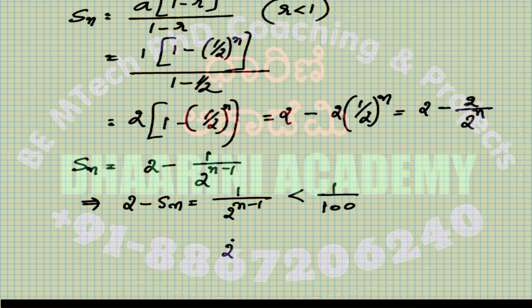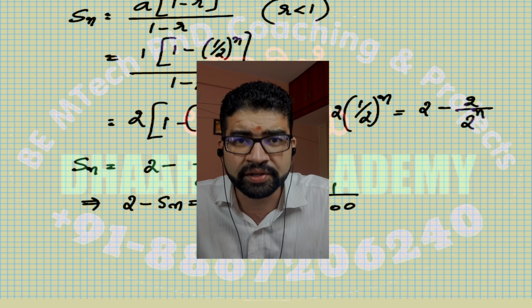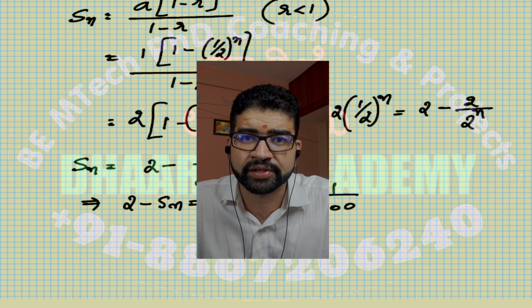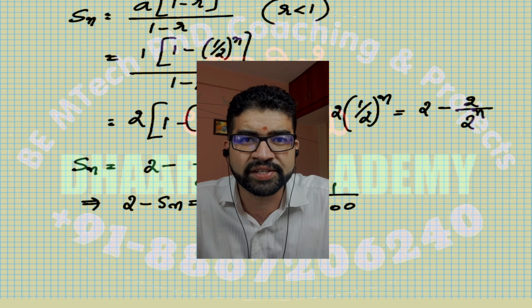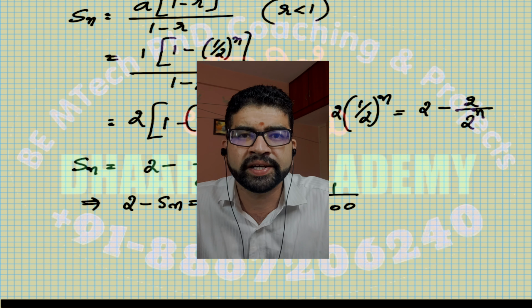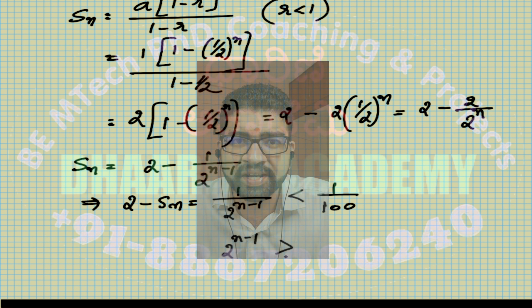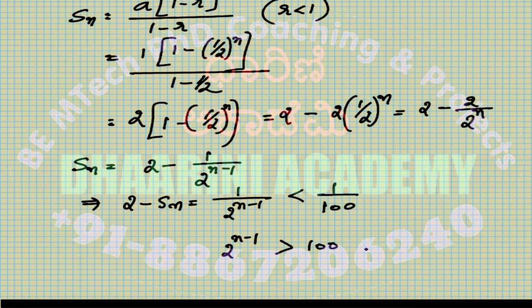So that means 2 to the n minus 1, according to the rule of inequality, when the denominator goes to the numerator on the unequal sides, you have to change the unequal sign. If it is lesser, you have to make it greater. If it is greater, you have to make it lesser. Now you can see here, this was a lesser sign. It changes to the greater sign when the numerator and denominator get exchanged. So the denominator has 100 and it comes to the numerator like 100.